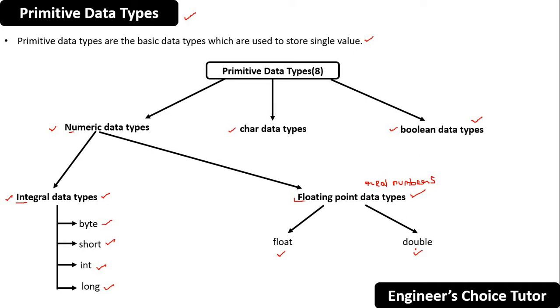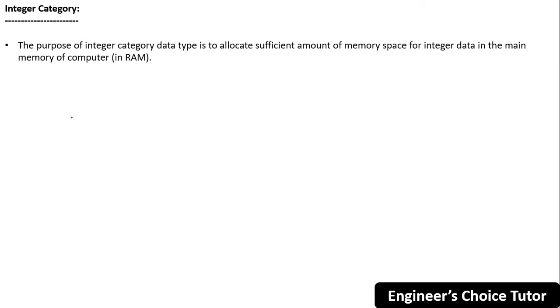Now let's cover the integral category first. The purpose of integer category data types is to allocate a sufficient amount of memory space for integer data in the main memory of the computer. That is what? In RAM, right?